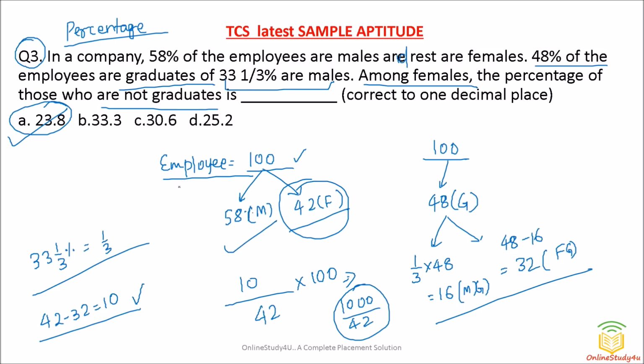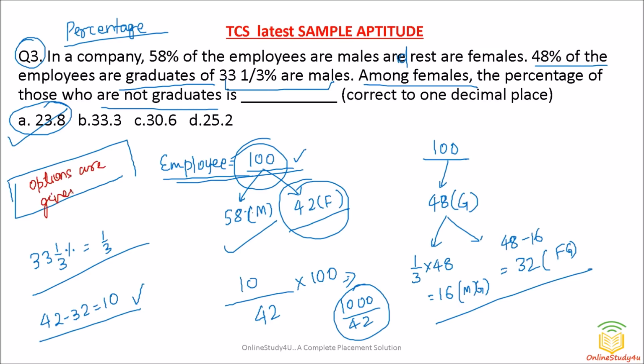And friends, we can easily assume 100 because, one thing you lock in your mind. So sir, why did you assume 100? My dear friends, when your options are given in percentage, then you are free to assume any value. There is no problem at all.